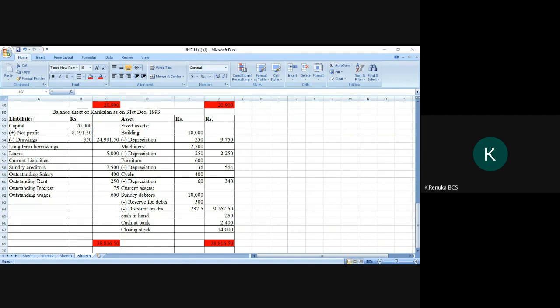So now we have finalized with the balance sheet. So this is how the final accounts will end.